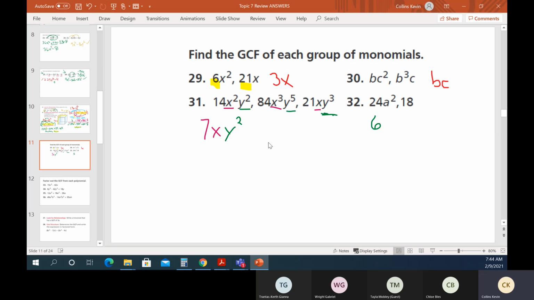So again, the hardest part's figuring out the numbers. After that, you just take the smallest exponent of each variable, counting that there's a variable in every term. So in 32, there was not a variable in every term, so we couldn't do anything with the variables. All right, cool.